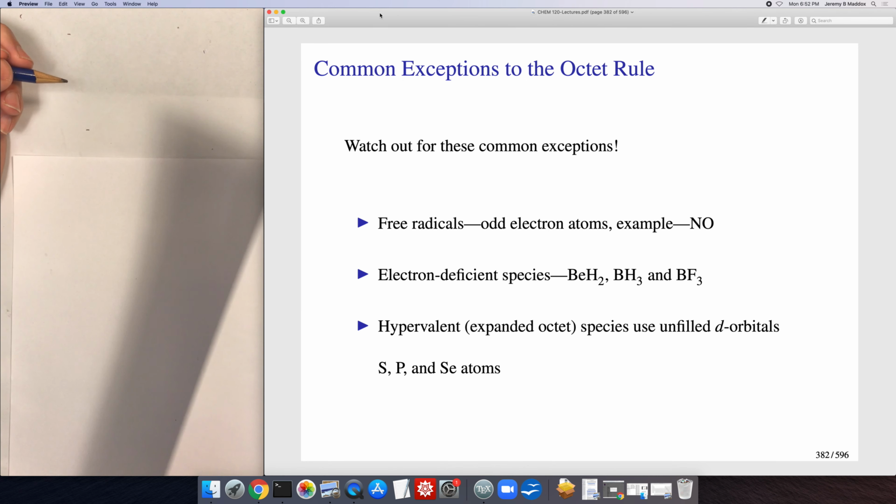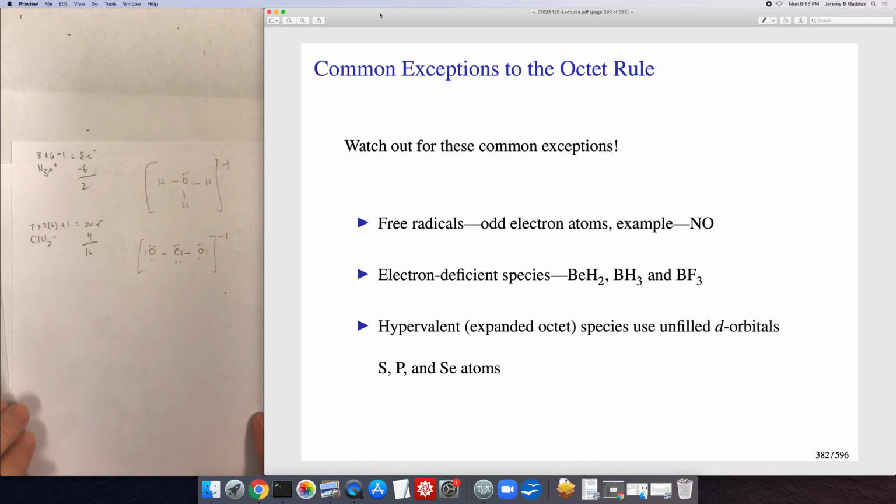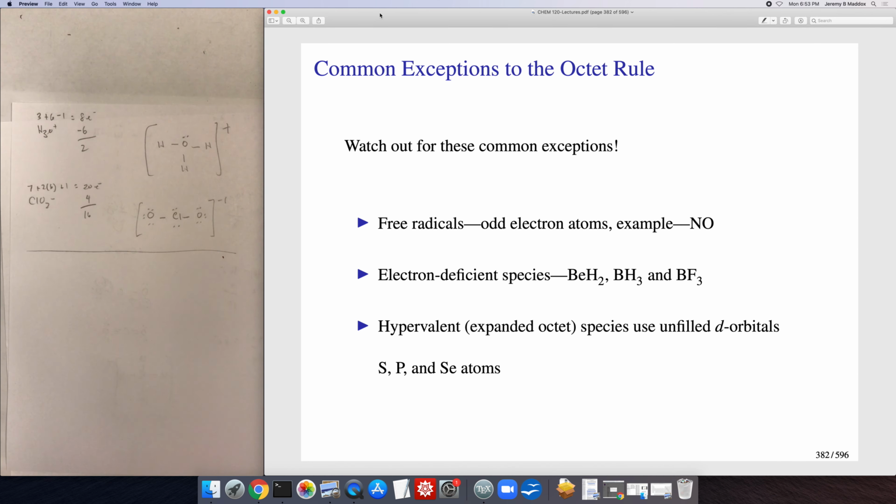There are many exceptions to the octet rule. Species that are called free radicals that have an odd number of electrons. You can never satisfy the octet rule when you have an odd number of electrons. So an example would be nitrogen monoxide. Okay, it's got 5 electrons coming from nitrogen plus 6 coming from oxygen. You're never going to satisfy the octet rule there.